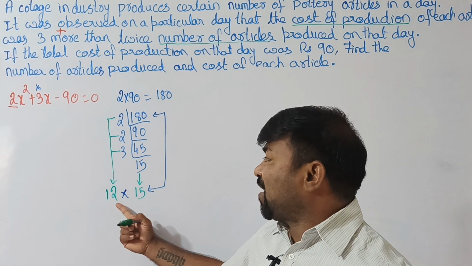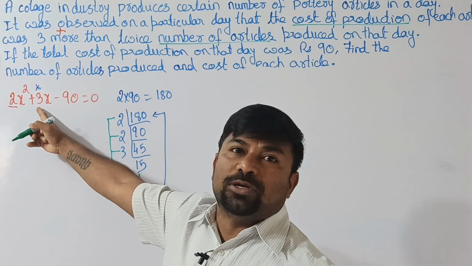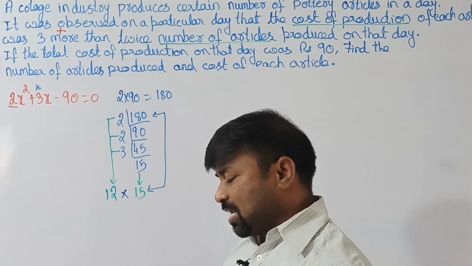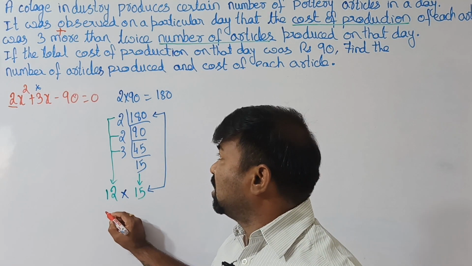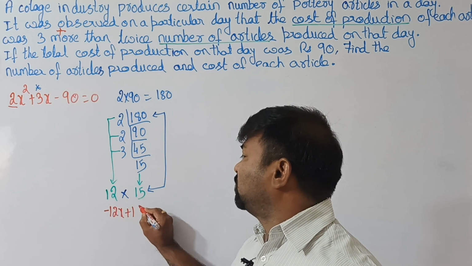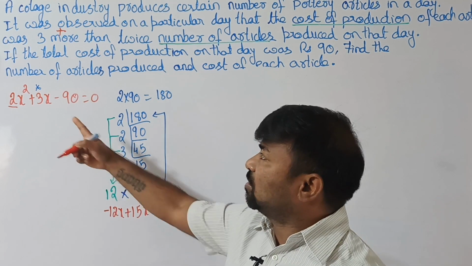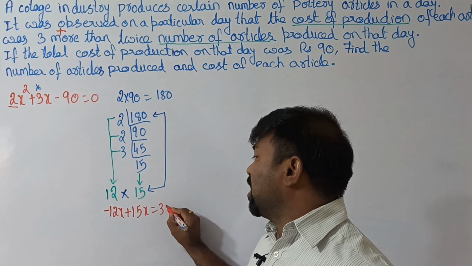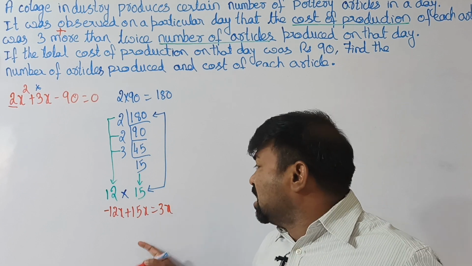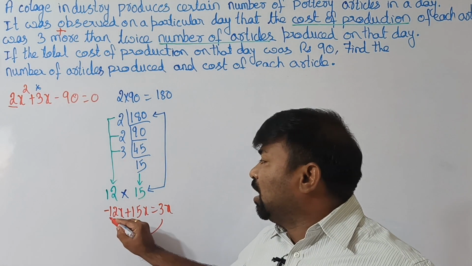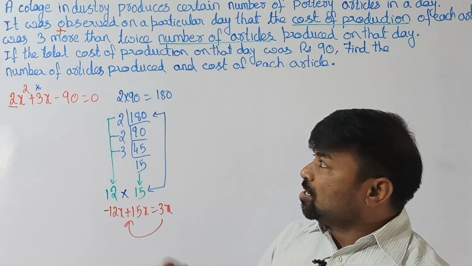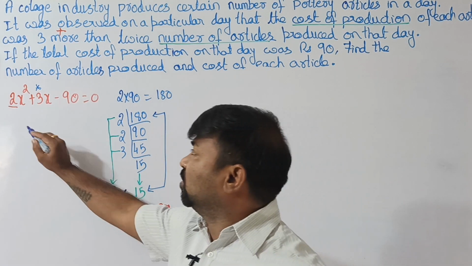But if I add or subtract, we should be able to get the middle term. If we add or subtract, now I'm taking it as minus 12x plus 15x, which is nothing but the middle term there, 3x. So what I'm doing, I like to split the middle term 3x like minus 12x plus 15x. This is the way we are splitting the middle term there. Let's factorize it for that.